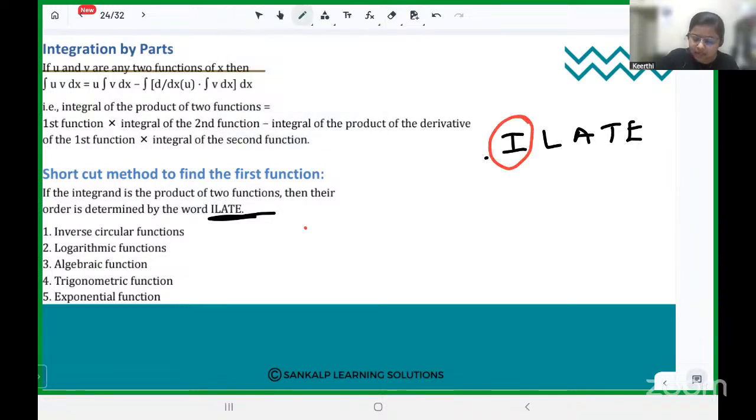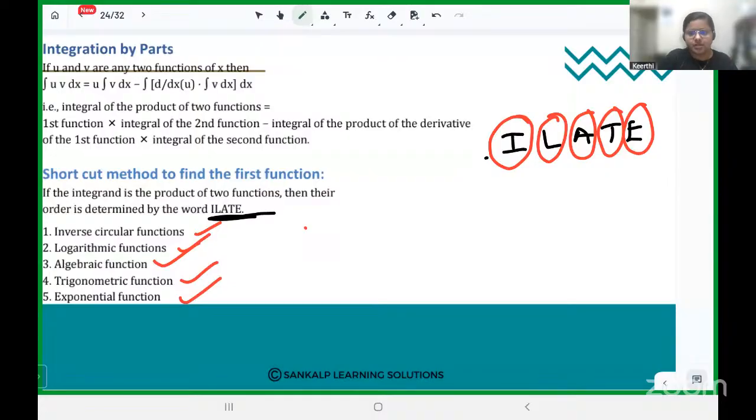I represents inverse trigonometric function, L is logarithmic function, A is algebraic function, T is trigonometric function, then comes E, the exponential function. If you are given two functions and there occurs an inverse function and a logarithmic function, then the inverse function should be given priority. You should choose the inverse function as the first function, and then choose the logarithmic function as the second function.